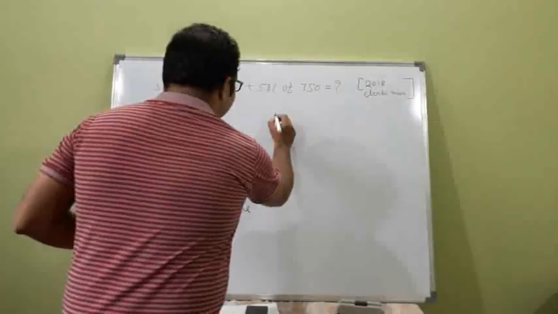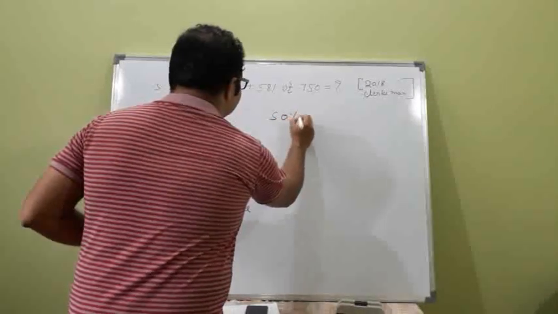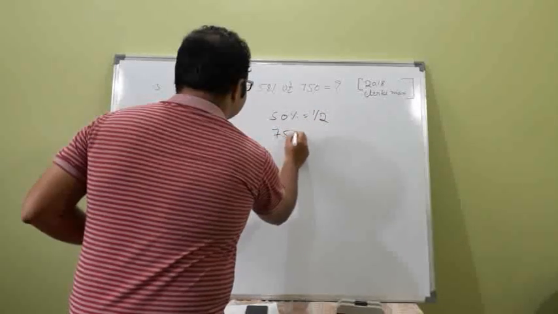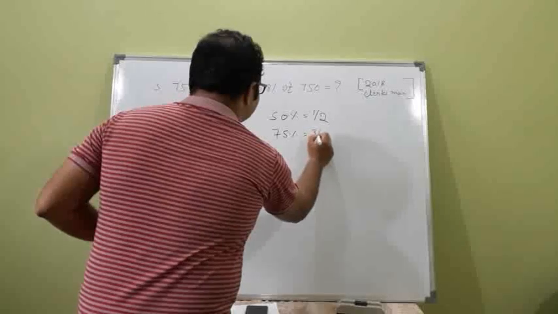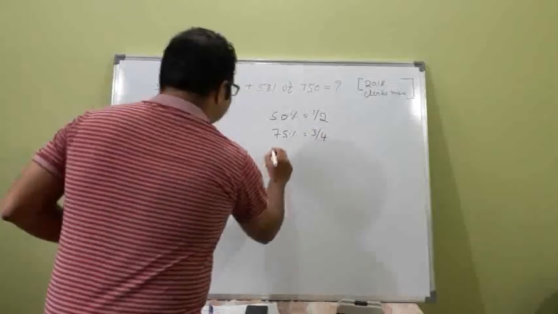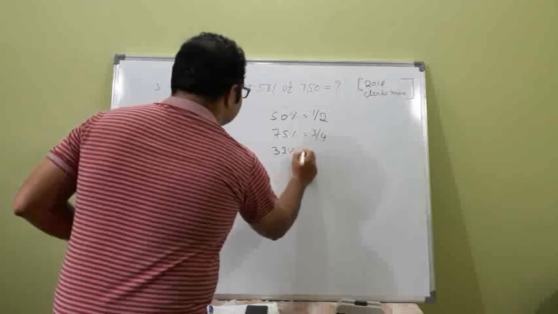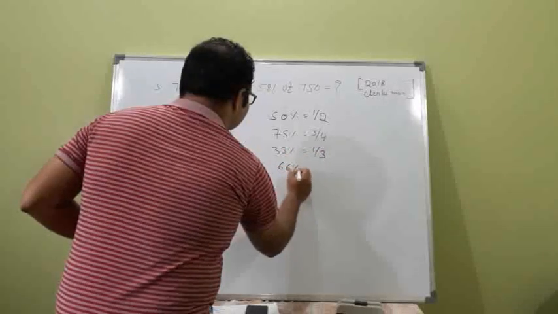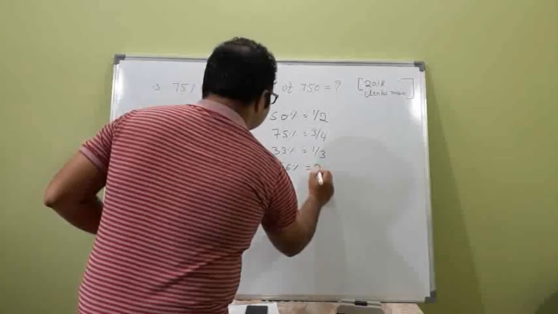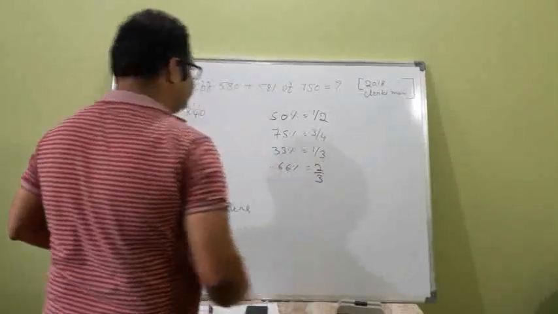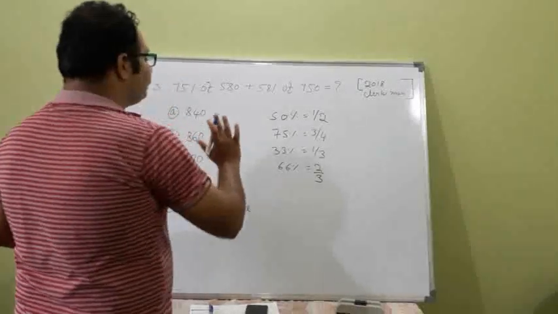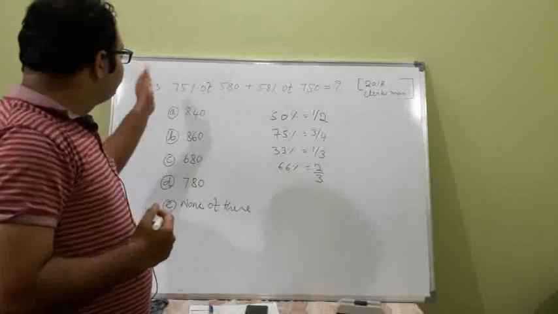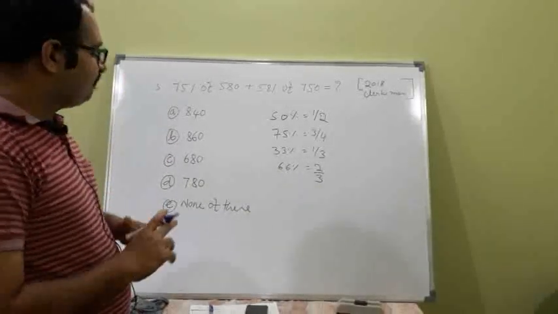See, for this example I want to tell some tricks. We all know 50% means 1 by 2 or half, 75% means 3/4, isn't it? 33% means 1 by 3, 66% means 2 by 3. So these four are the basic common things we need to know to simplify these kinds of problems.